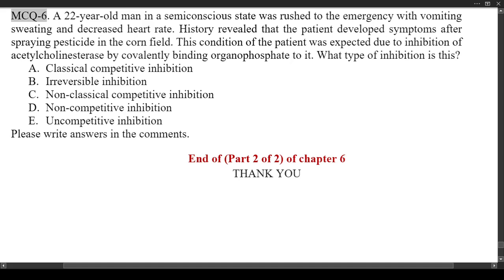MCQ 6. A 22-year-old man in a semi-conscious state was rushed to the emergency with vomiting, sweating and decreased heart rate. History revealed that the patient developed symptoms after spraying pesticide in the cornfield. This condition of the patient was expected due to inhibition of acetylcholinesterase by covalently binding organophosphate to it. What type of inhibition is this? Classical competitive inhibition. Irreversible inhibition. Non-classical competitive inhibition. Non-competitive inhibition. Uncompetitive inhibition.